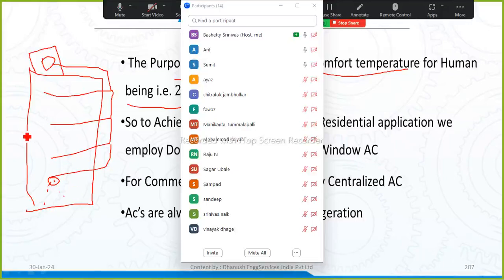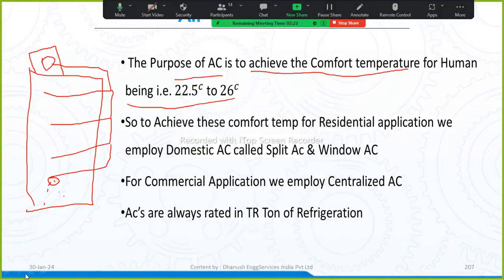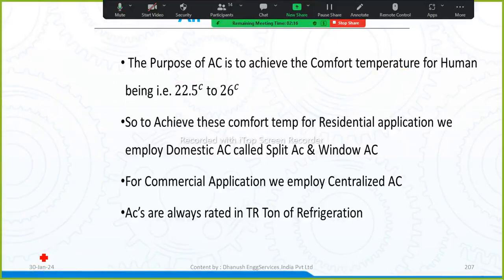But when it comes to small domestic offices, small offices or residential, we can't go with centralized air conditioning because we don't require that much. We go with split ACs or window ACs, which are called domestic.